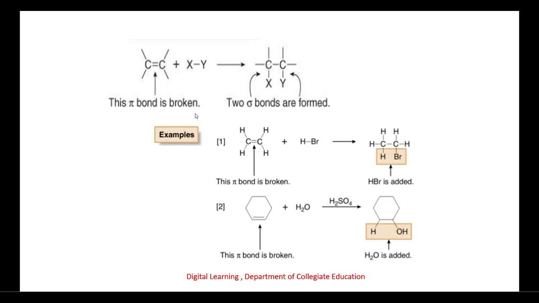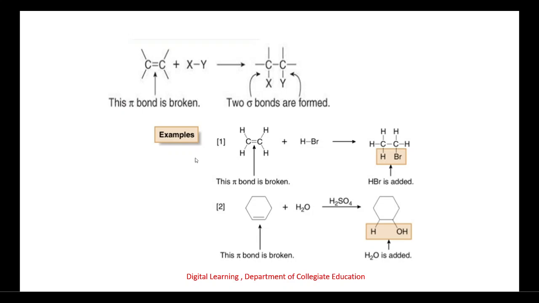In detail, in the addition reaction, unsaturation is generally because of a double or a triple bond. During this addition reaction, the pi bond is broken, resulting in the formation of two sigma bonds to satisfy the valency. So here the hybridization also changes from sp2 to sp3, and hence there is a change in the geometry from the reactant to the product.